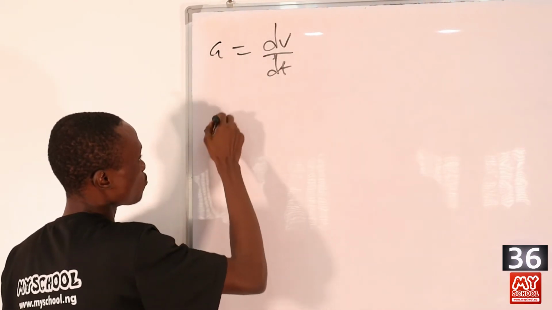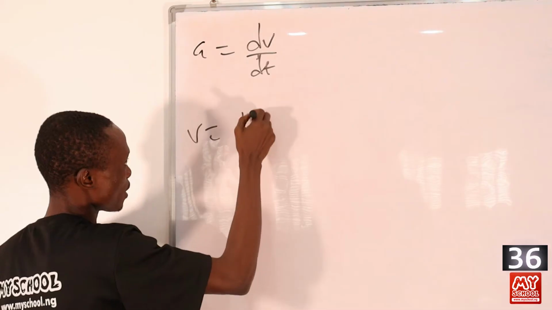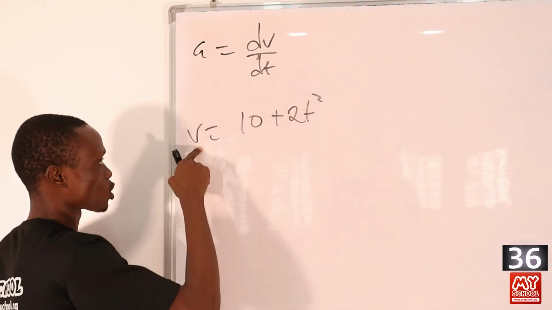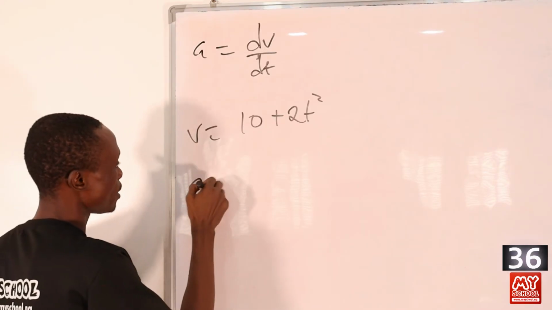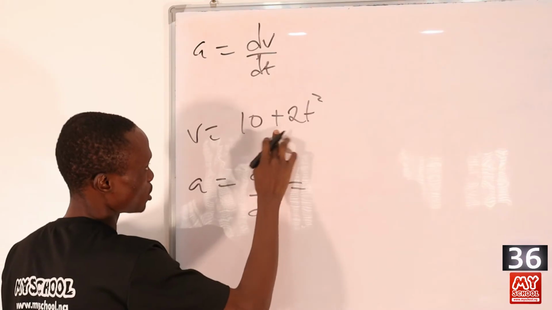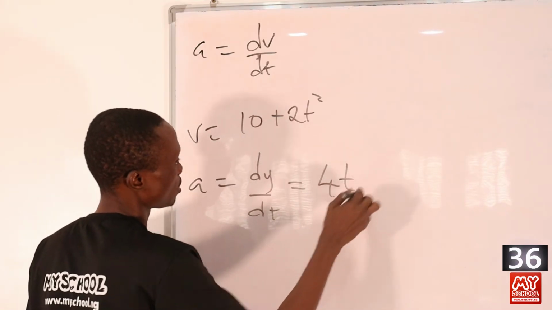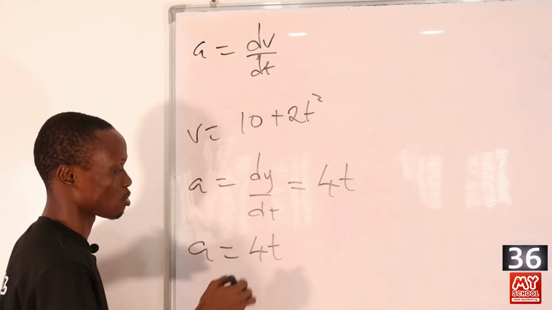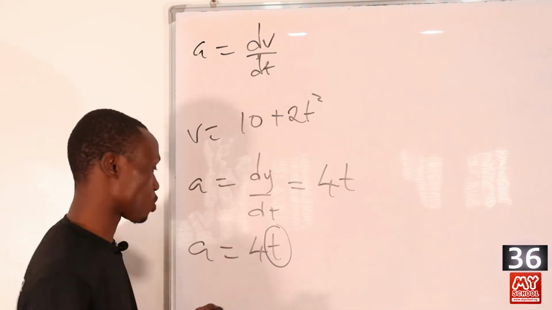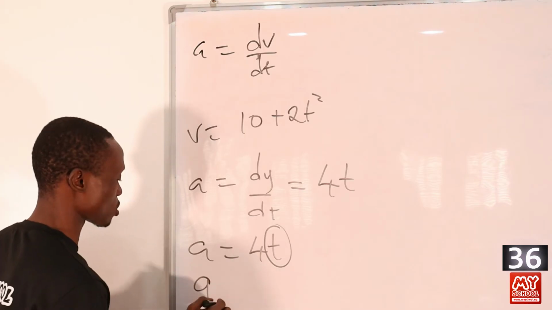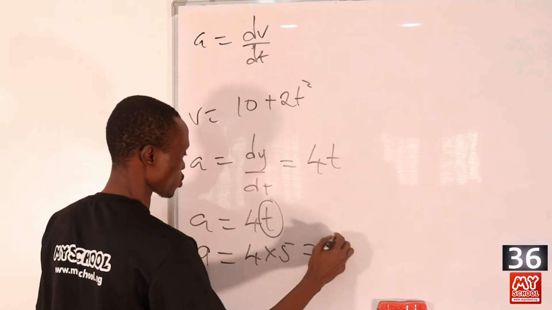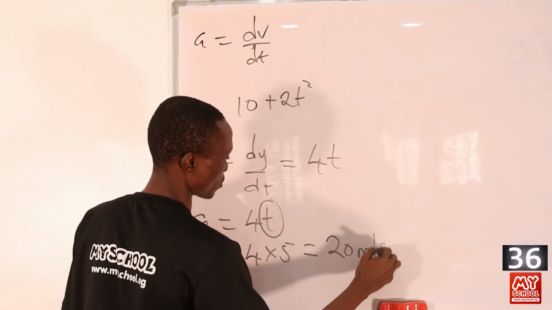In this question, v is given to us to be equal to 10 plus 2t squared. So our a is equal to dv/dt, and we differentiate this, and that will be equal to 4t. To get our instantaneous acceleration, in place of t we replace it with 5, according to what is given to us, so that our instantaneous acceleration a is now equal to 4 times 5, and that is equal to 20 meters per second squared.